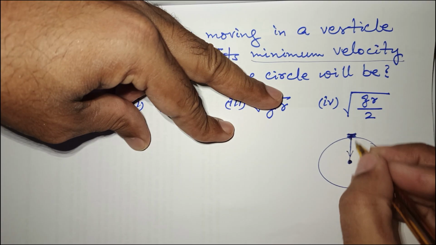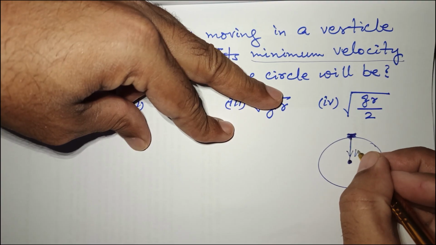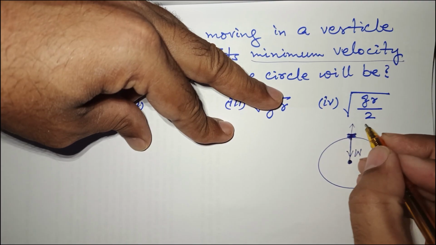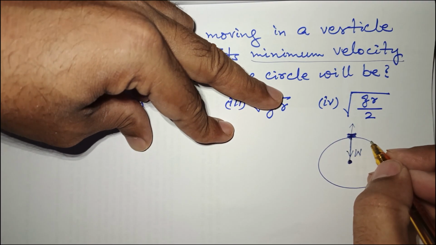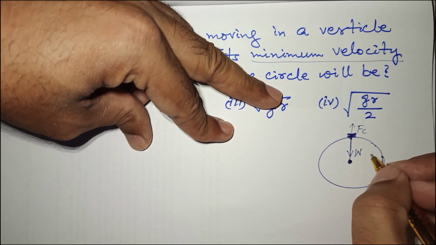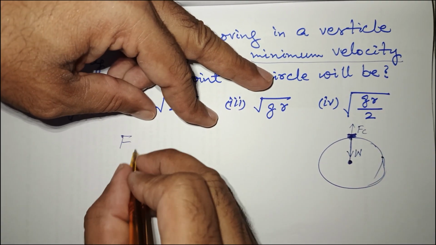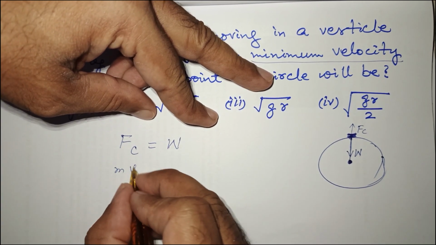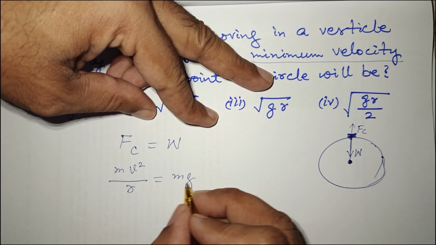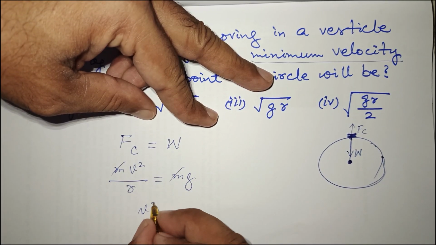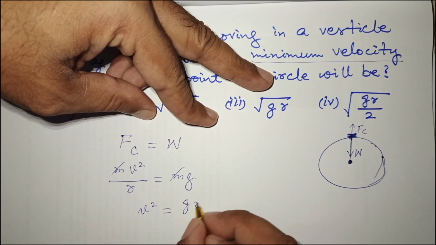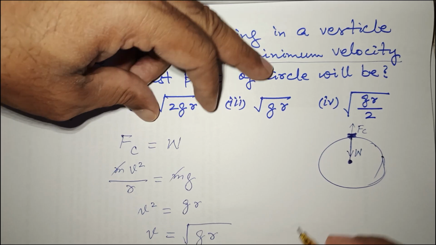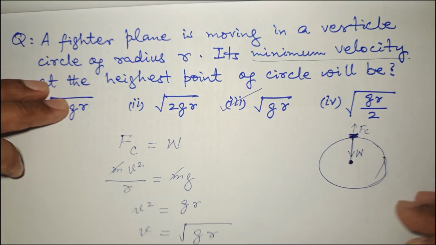At this particular point, there are two forces. Number one is the weight of the aeroplane, which is acting downward. The other is the centripetal force, which keeps the aeroplane on the circular path. So this is Fc and this is W. Both should be balanced to have minimum velocity. Centripetal force is given by mv square over r. Weight is mg. m cancels with m. V square equals gr. So V equals under root gr. This is the correct option. Now move to the next one.